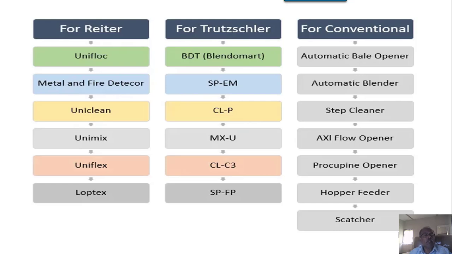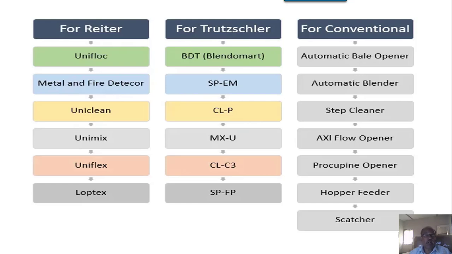So Rieter has Uniflock, which is the bale opening device, bale opener, then metal and fire detector, Uniclean. This is the first free flight beater, you can say, which doesn't grip the material but beats the material. Then Unimix is the blender, and then Uniflex, where intensive beating takes place, and then it goes to the next department, that is the carding, through chute.